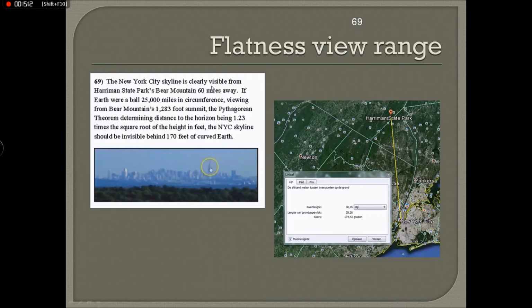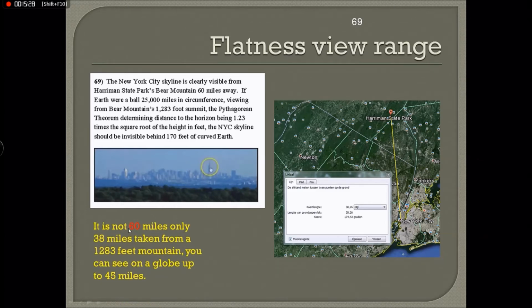New York skyline clearly visible from Harriman's State Park, Bear Mountain, 60 miles away. Well, it is 1,200 foot high. Well, let's have a look. Harriman State Park, New York, is only 38 miles. So it's not 60, it's 38 miles. And if you are on a 1,200 feet high mountain, you can see on the globe up to 45 miles. So there is no problem at all on the globe to see New York. So, fraud.